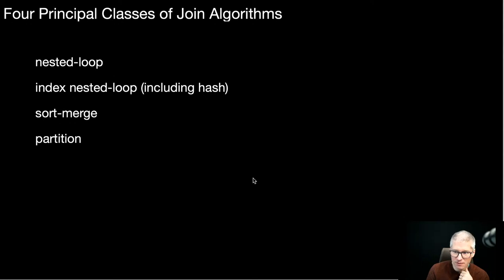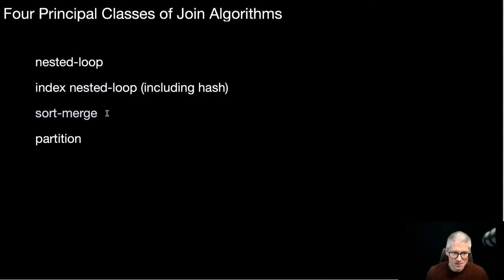Well, the important thing for the following discussion is that there are basically only four classes of join algorithms. There's nested loop, there's index nested loops. This also includes the most important algorithm to compute a join. It's called a simple hash join. That's part of that class here. And there's sort merge algorithms, and then there's partition-based algorithms. We will only look at the first three due to time constraints.